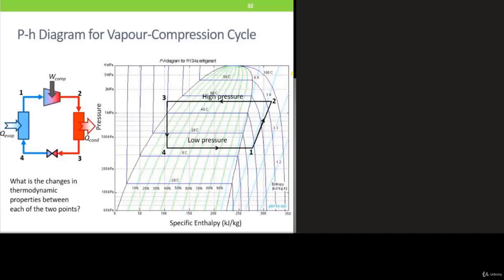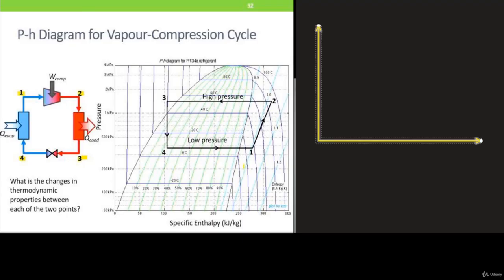So let's take a look at the vapor compression cycle again. We have learned this in topic 1.1. If you look over here, on the left hand side, let's say the compressor inlet we call point 1, followed by the compressor outlet point 2, the condenser outlet point 3, and the evaporator inlet point 4. How do we represent these 4 points in the pH diagram?